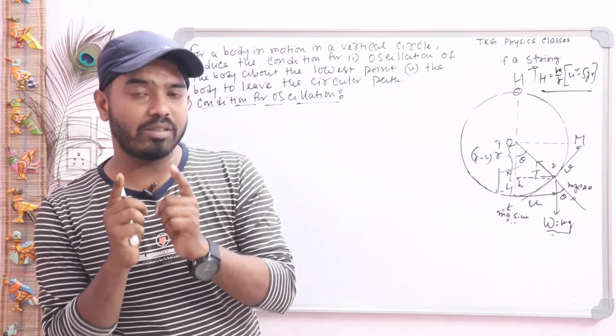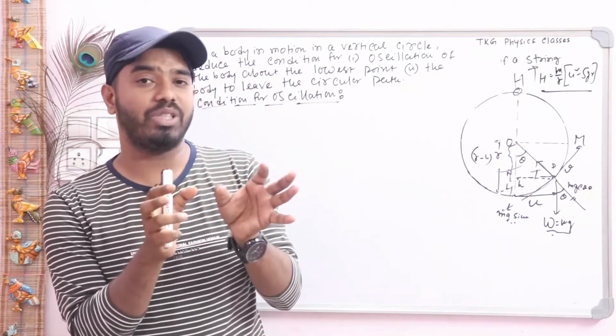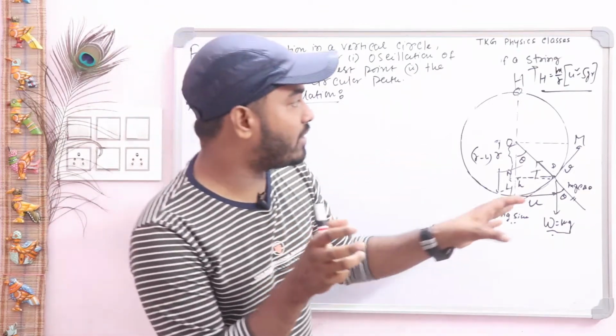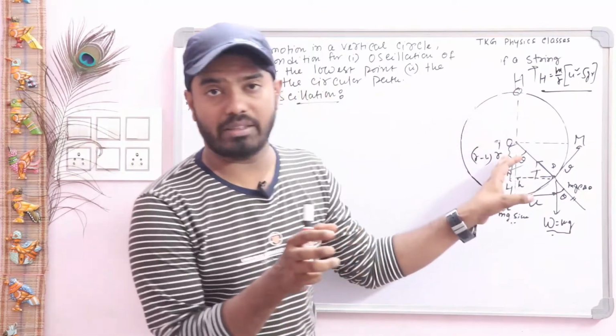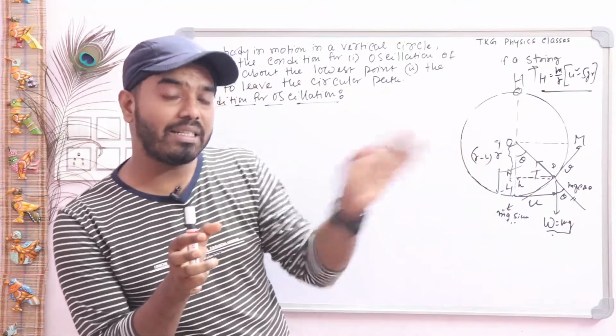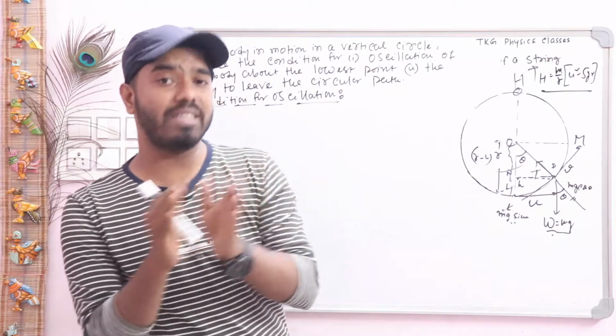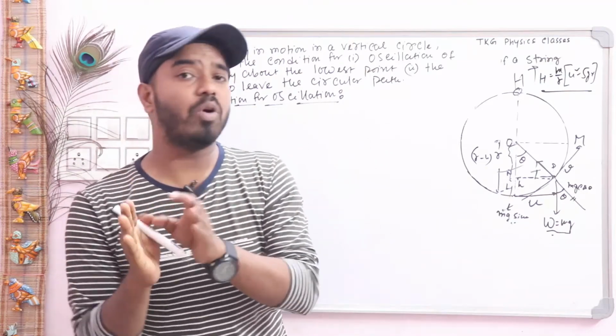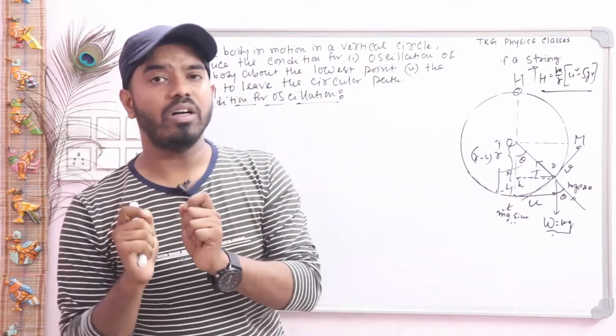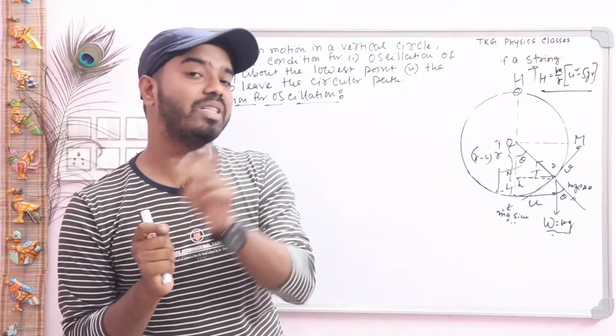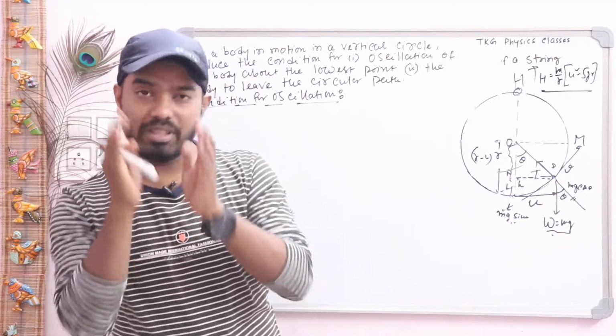This is the minimum velocity u, that is root under 5gr, and that's why the body completes its path. But if u is less than root under 5gr, so this is the condition, when u is less than root under 5gr, either the body oscillates or the body leaves the circular path. So this is the condition.